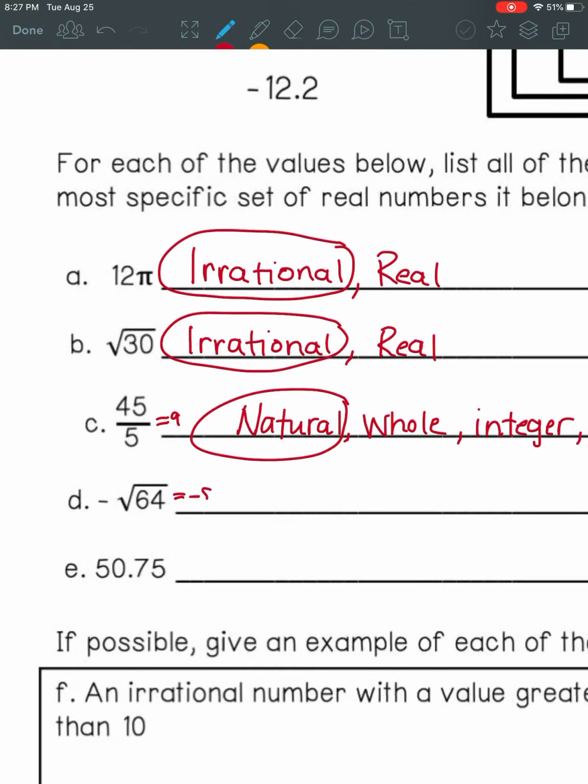Okay, negative square root of 64, remember that would simplify to negative 8. So the first time negatives are introduced in our graphic organizer is integer. So it fits integer, it fits rational, we can write it as a fraction, and it also fits real.